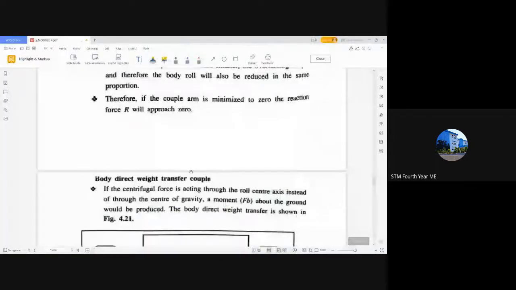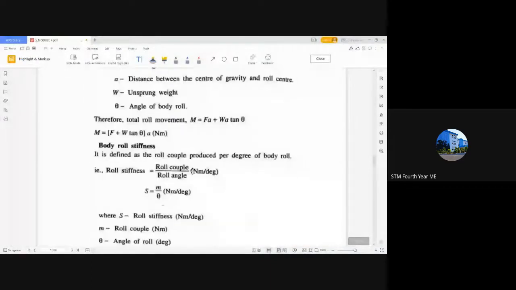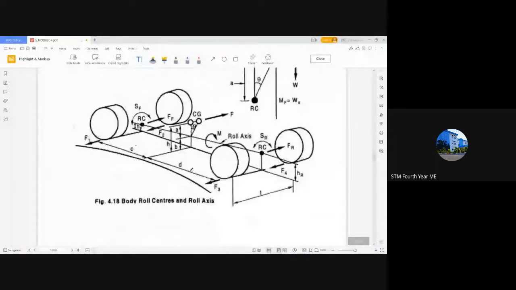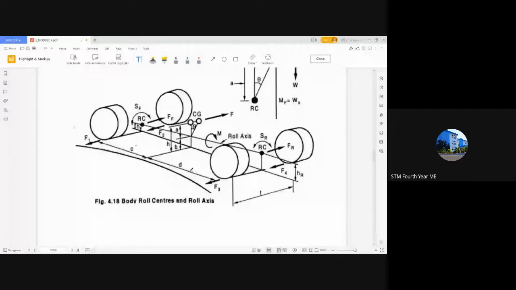So please take your notebooks, and below the diagram that we have drawn before, you have to write. So I'll explain the diagram once again.